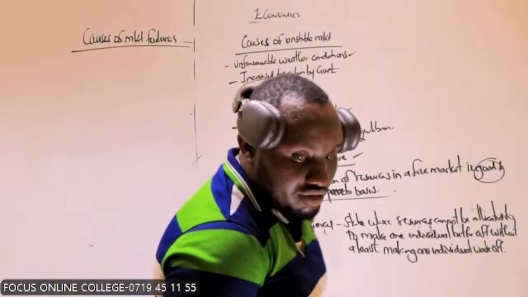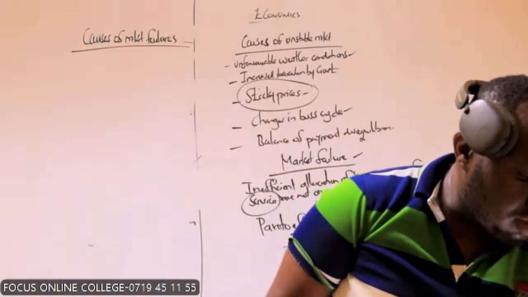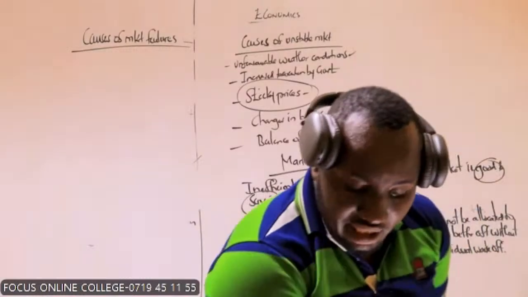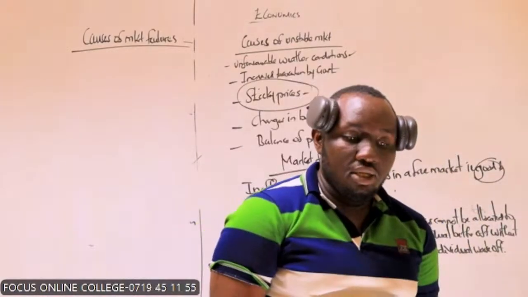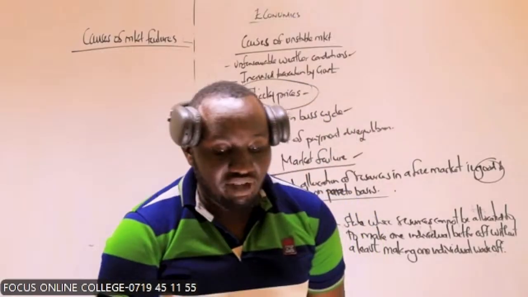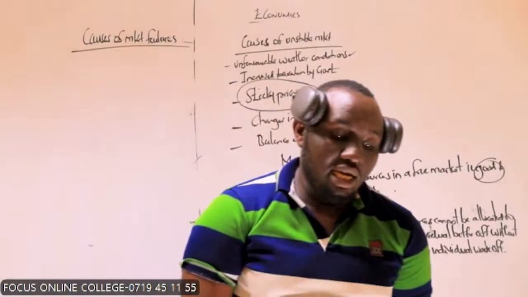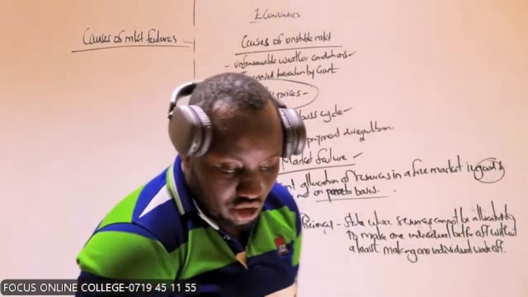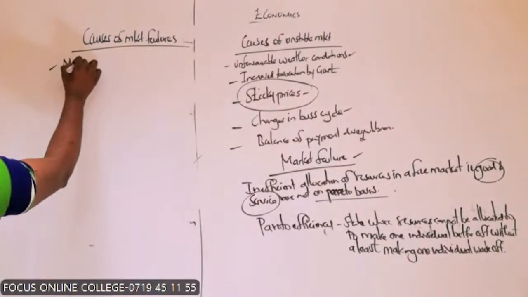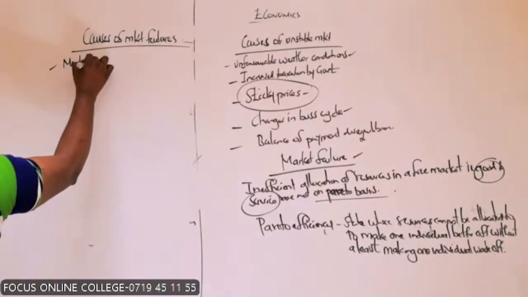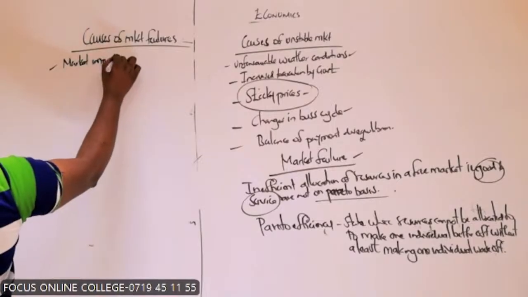Then we proceed to the sixth cause of market failure. I think we can discuss it before we go for a break. We call it imperfections. We have imperfection in the market, we call it insurance imperfections. Are we together?